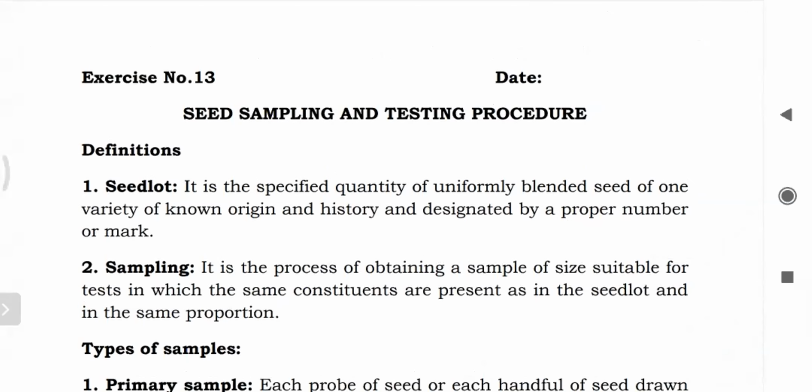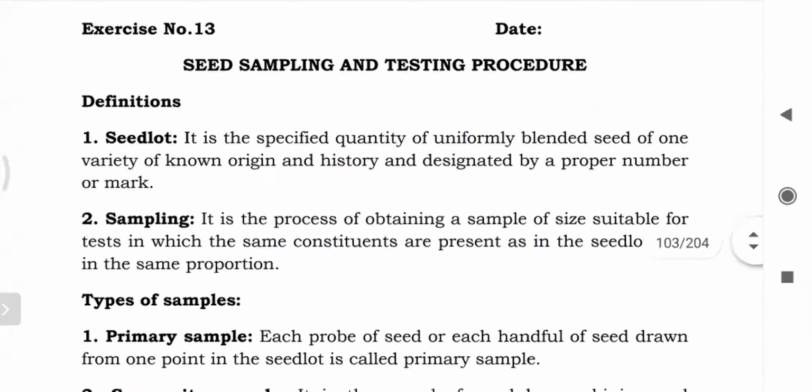Our next exercise, number 13, seed sampling and testing procedure. So basically, seed sampling and testing procedure has two concepts. First is seed lot, and second one is sampling. So what is seed lot?